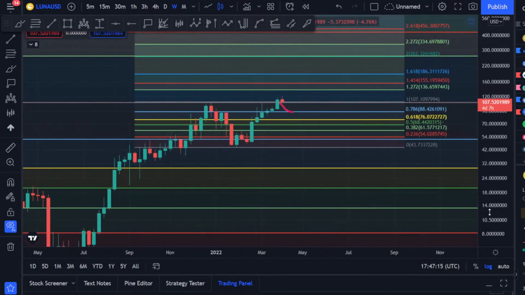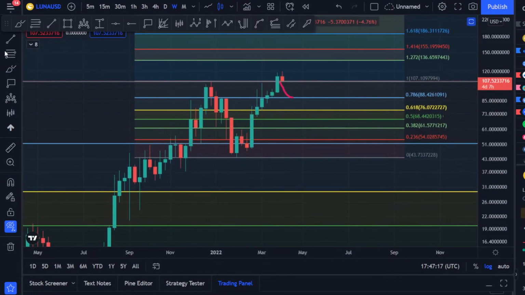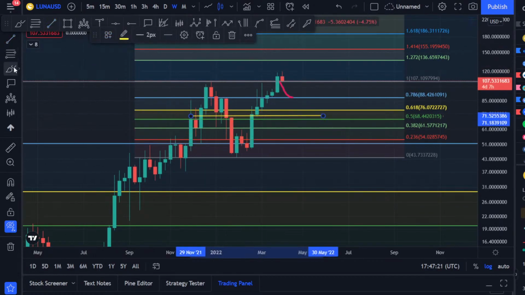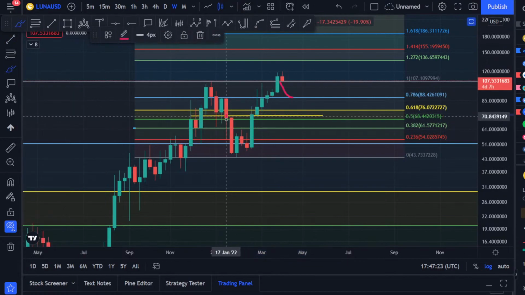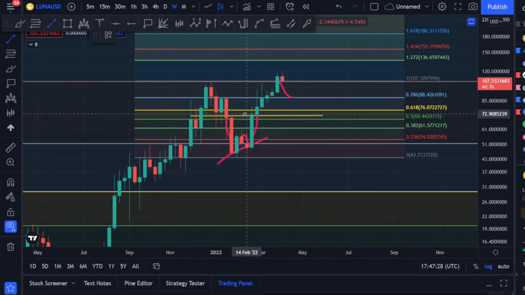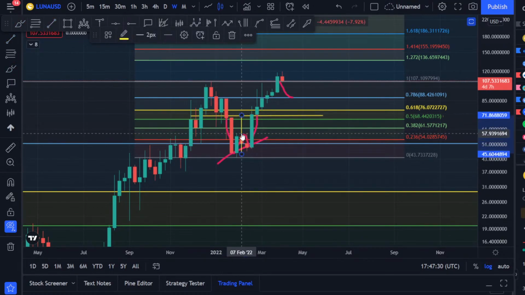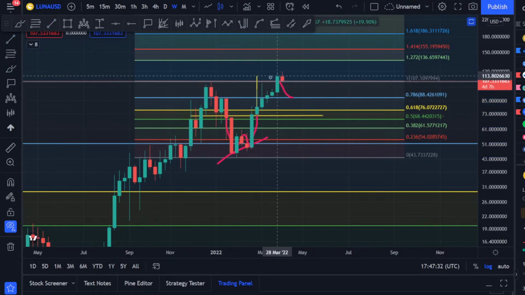Now if it breaks towards the downside, and this was a beautiful double bottom pattern, double bottom, higher low formation. There was a price target towards the upside, and you can see exactly we met it over here. So it's working according to the plan.